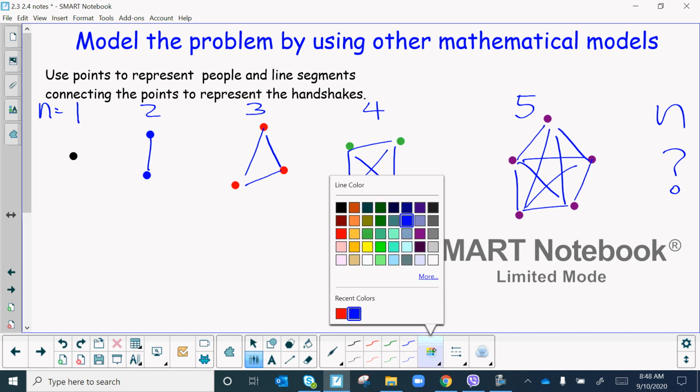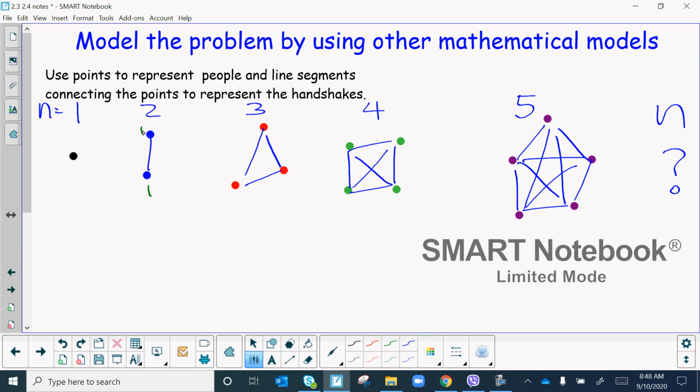Let me get a different color. This person did 1 handshake, this person did 1 handshake. However, only 1 handshake took place. When we add 1 plus 1, we get 2, which is not the same as that. But let's just carry on and discover this pattern. This person did 2 handshakes, this person did 2 handshakes, this person did 2 handshakes. So all of these people did that. That's a total of 6 handshakes. However, only 3 handshakes took place.